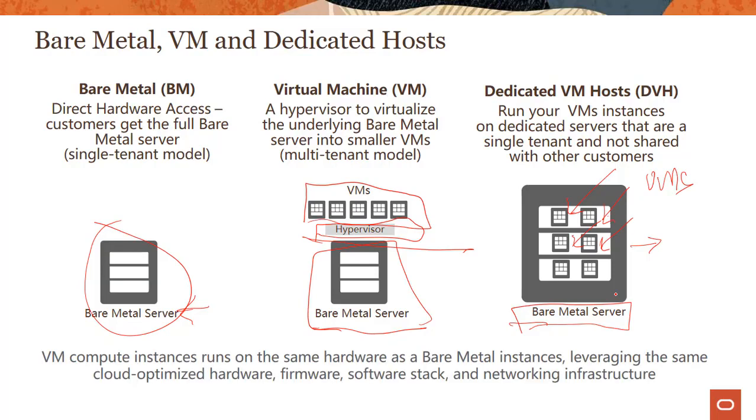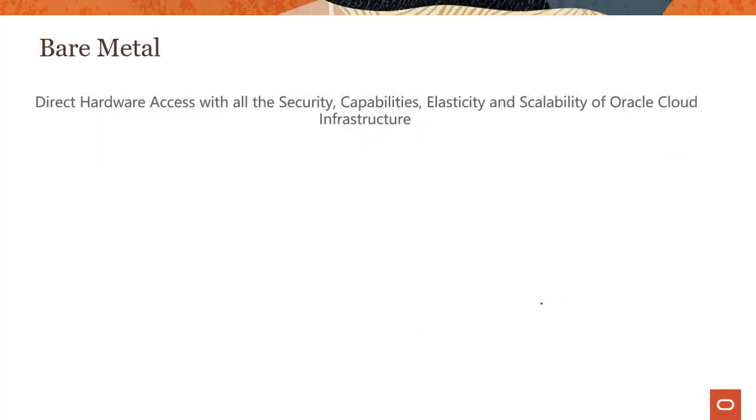Now, the thing to keep in mind is that in the VM compute instances and the dedicated VM host scenarios, the instances run on the same hardware as a bare metal instance, as we were talking earlier. So the commonality here is the bare metal machine. So it leverages the same cloud optimized hardware, firmware, software, networking, etc. This was a departure from many of the cloud vendors, as we call Gen 1 versus Gen 2, where we designed this infrastructure to start with bare metal, and then everything was built as a first class citizen on top of it.